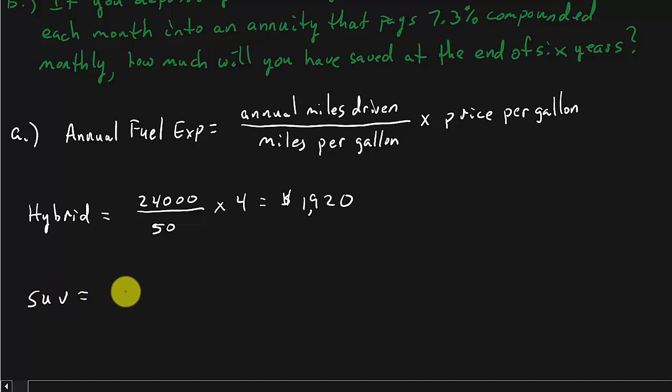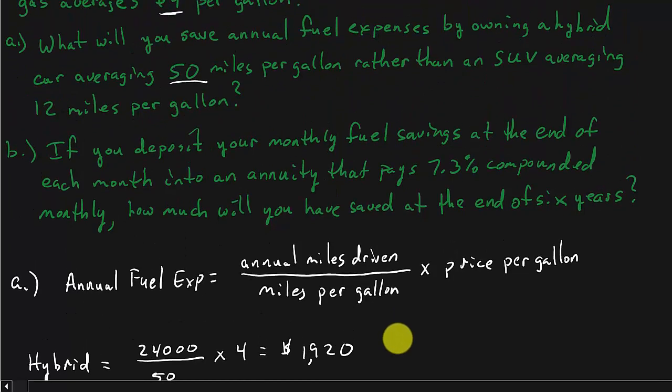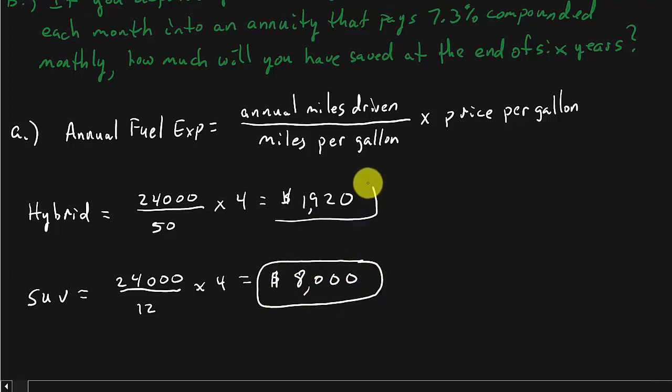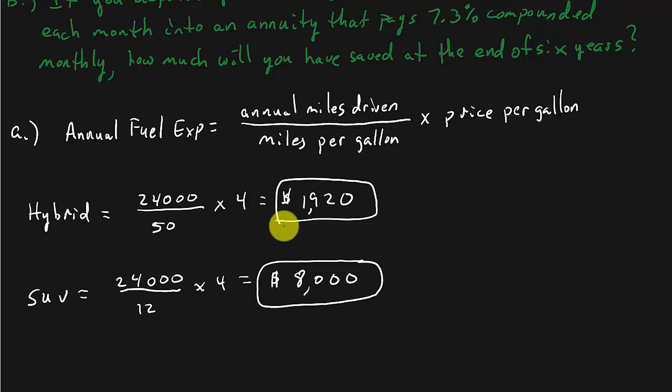Now, let's look at the annual fuel expense for an SUV. It's annual miles driven, which is the same, the 24,000, over the miles per gallon. The SUV gets 12 miles per gallon, so that's going to be 12 times the 4. When we multiply that together, that is $8,000. You can see that's a big difference there, isn't it? Now what are they wanting us to do?